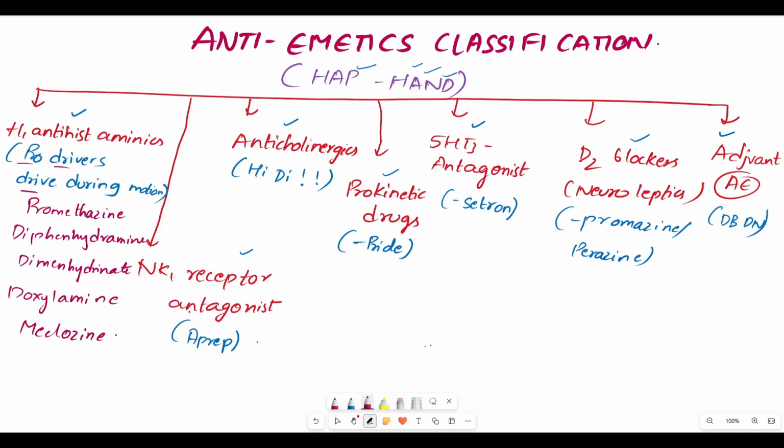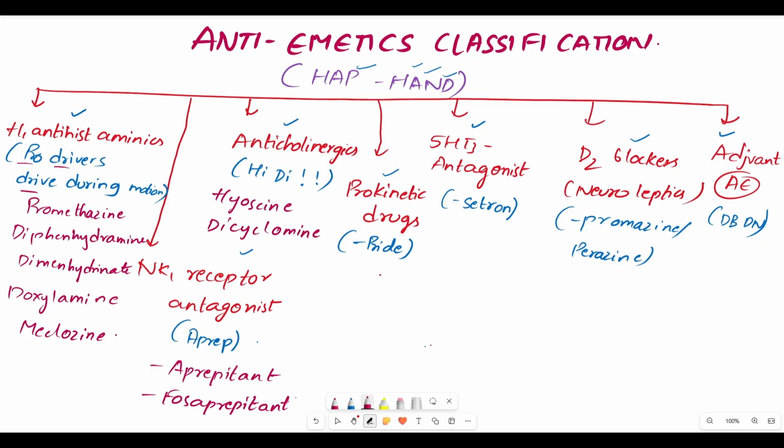Coming to the NK1 receptor antagonist, our trick is A-PrEP. So there are two drugs. One is aprepitant, the other one is fosaprepitant. Aprepitant and fosaprepitant come under this NK1 receptor antagonist. Then coming to the anticholinergics, the trick is HI-D, where H means it is hyoscine, D means it is dicyclomine.